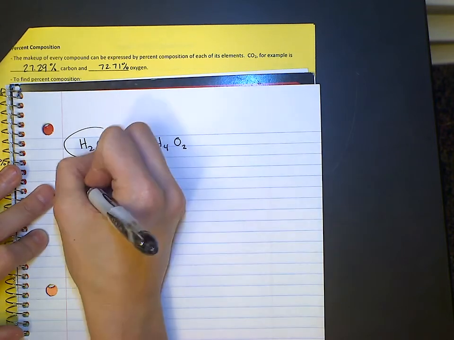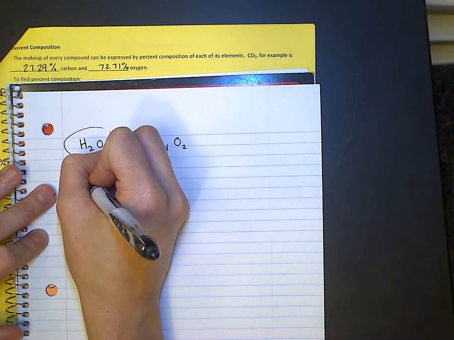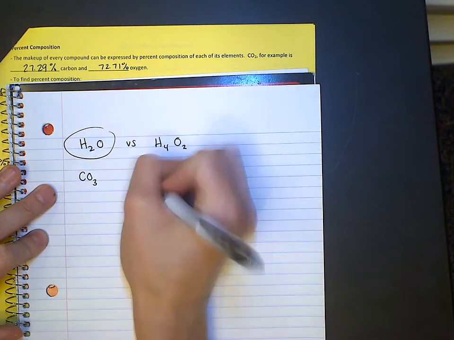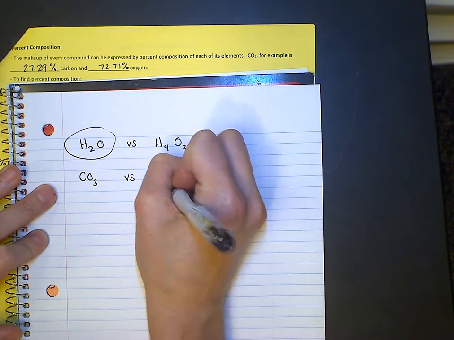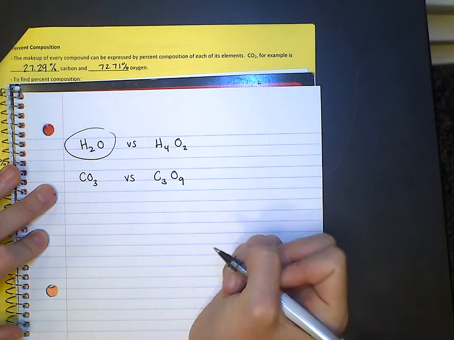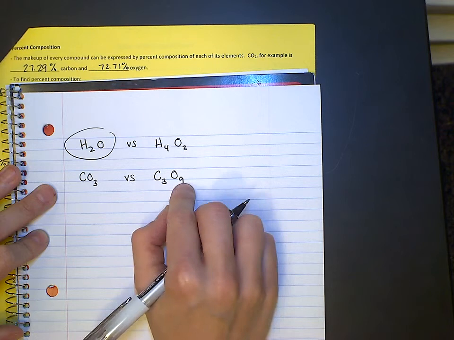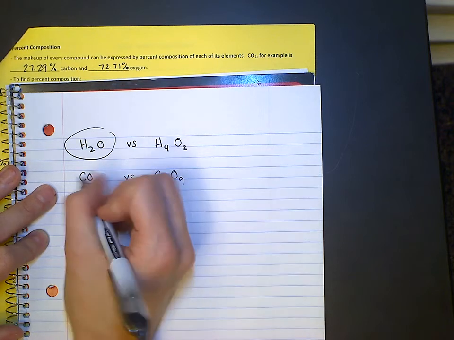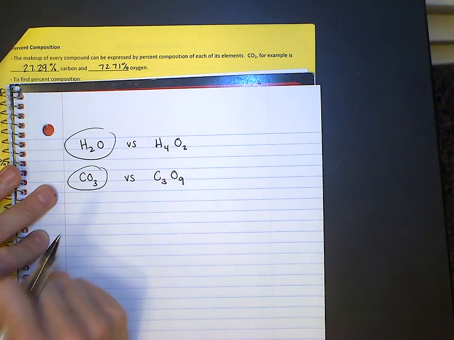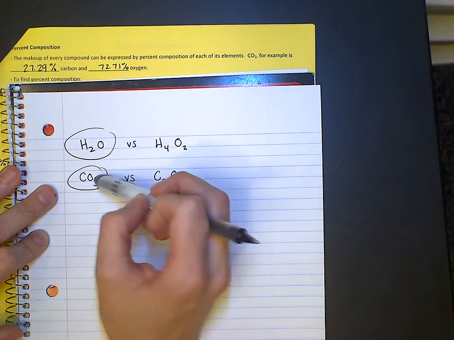Another example that you might see, if you had CO3 versus C3O9, this is a 1-to-3 ratio, and this is a 3-to-9 ratio, which could be simplified. So then this would be the simplest ratio. Okay, so these are the empirical formulas.